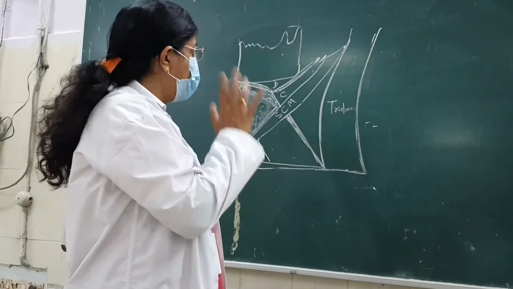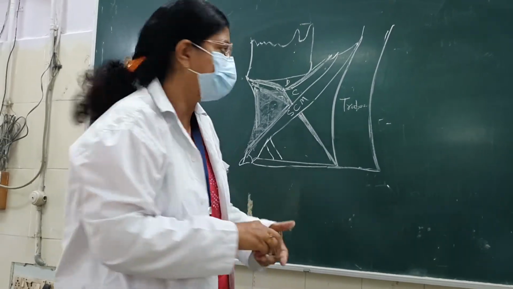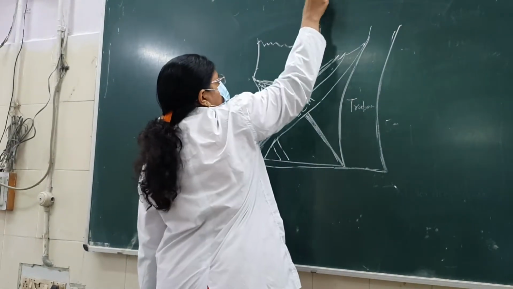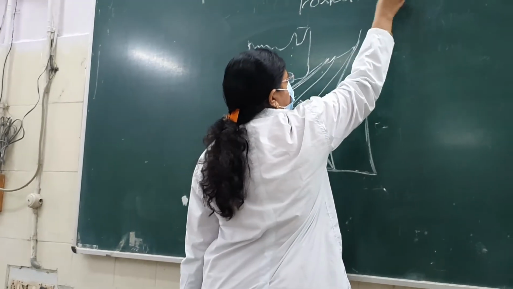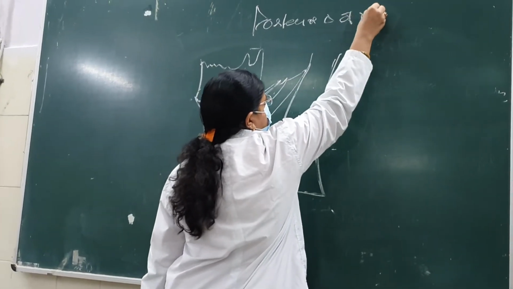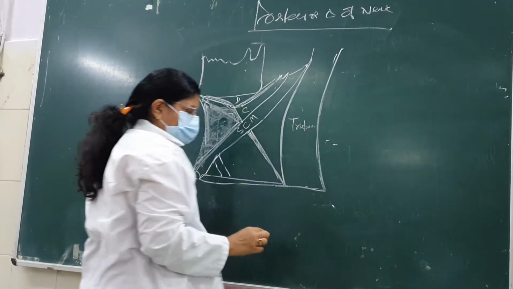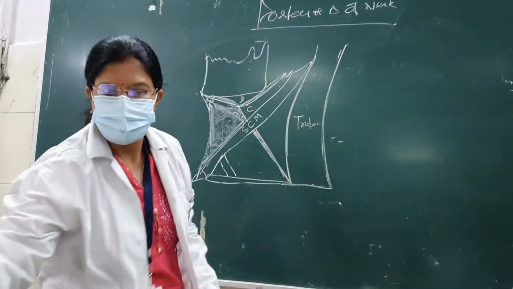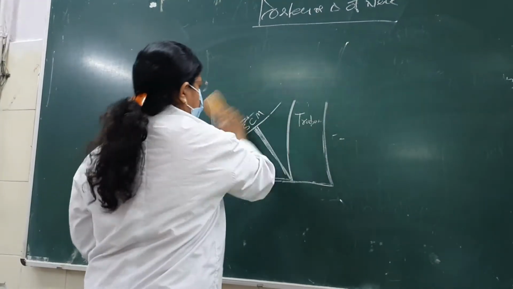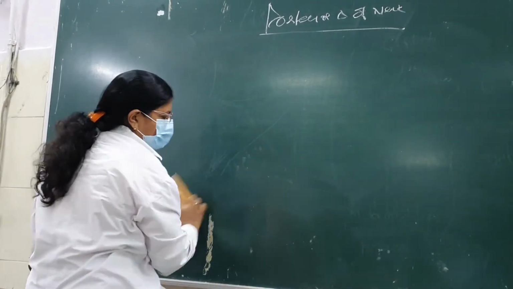Okay, so now we are starting with what? Posterior triangle of the neck. So now the topic changes. This is the posterior triangle of the neck. This is the overview. So what is the posterior triangle of the neck?